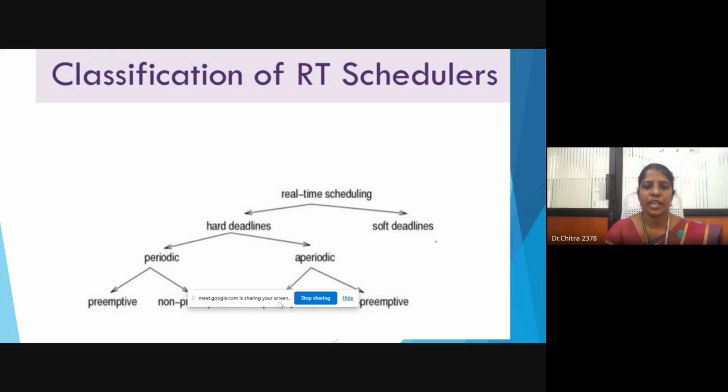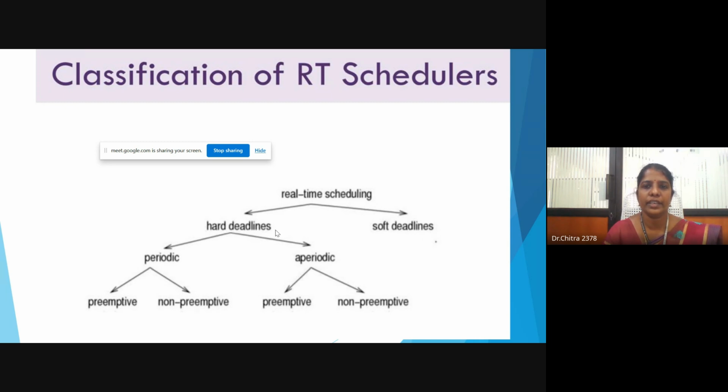Real-time scheduling can be classified into hard deadline scheduling and soft deadline scheduling. In the hard deadline scheduling, when the deadline reaches, automatically the process must be preempted. And here it is divided into two types, periodic as well as aperiodic scheduling.